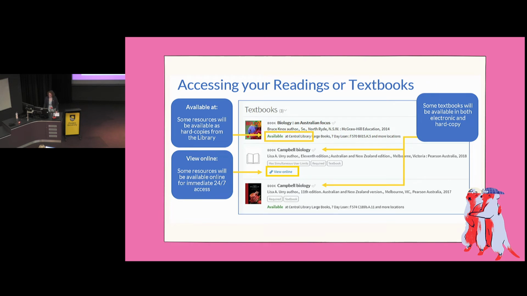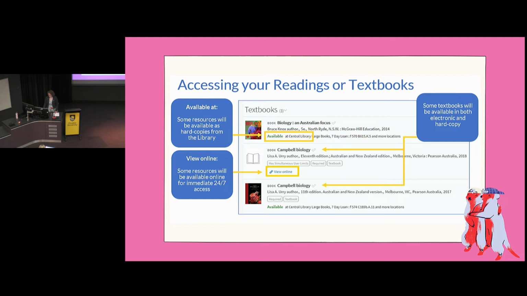So when you go into your readings, you'll see something like this here. You'll find the resources that have been picked out by your TC as well as where to find them. You can either access them online or in a hard copy, sometimes both, depending on what the resource is. For example, we've got Campbell Biology here, available as both online and hard copy.